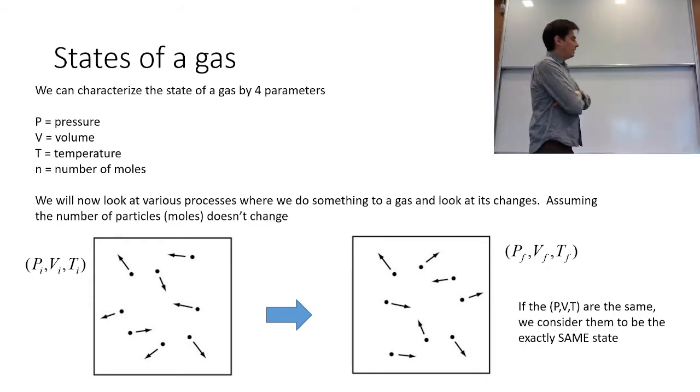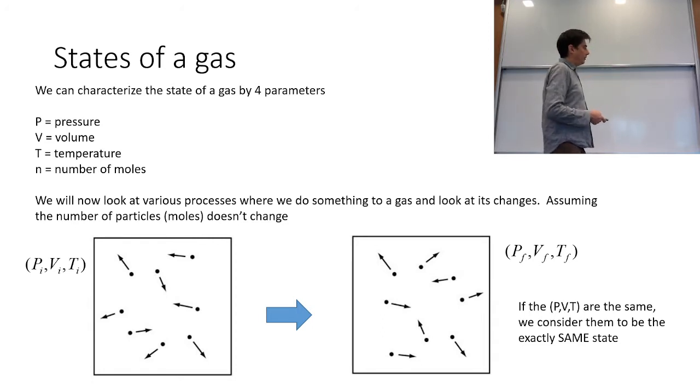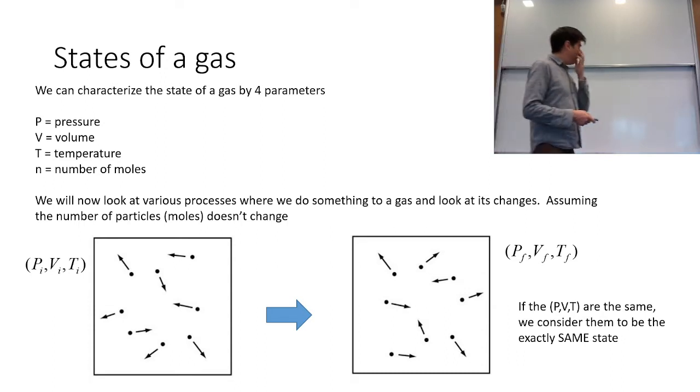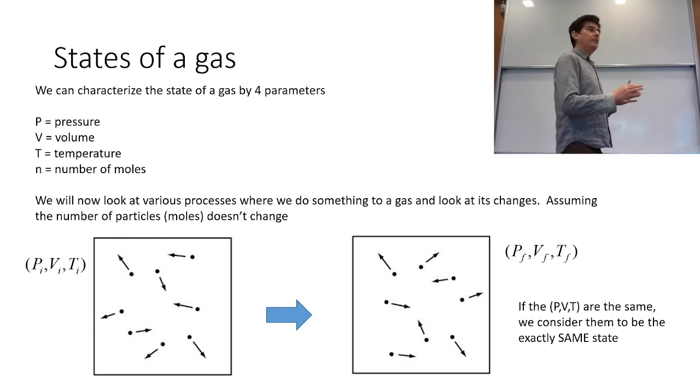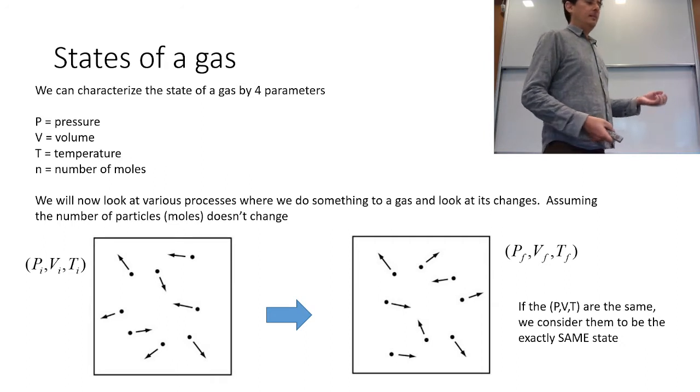If you have a gas, then you can basically describe its state just using these four parameters: pressure, volume, temperature, and the number of moles. And basically all the other degrees of freedom, like these molecules going around at different velocities, somehow don't really matter, and you can more or less think of just this set of parameters, P, V, T, and N, as describing the state of the gas.